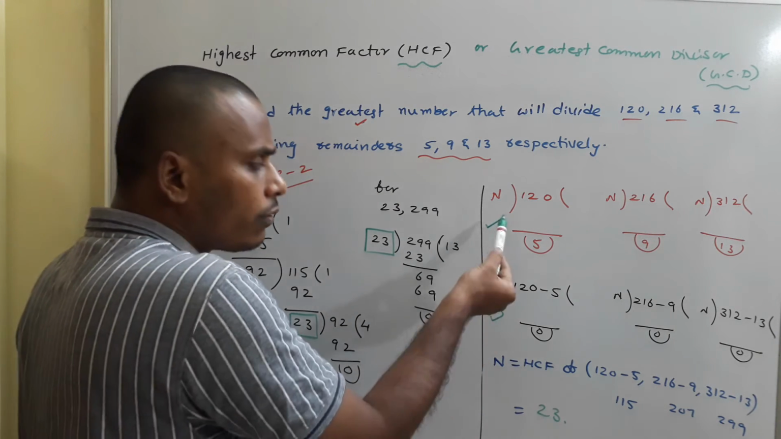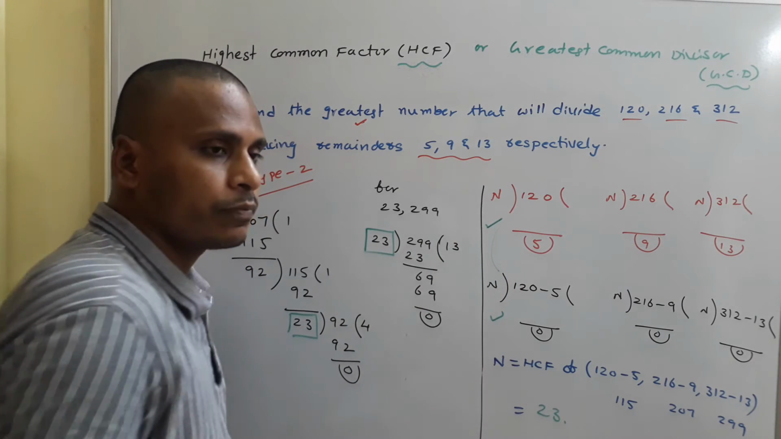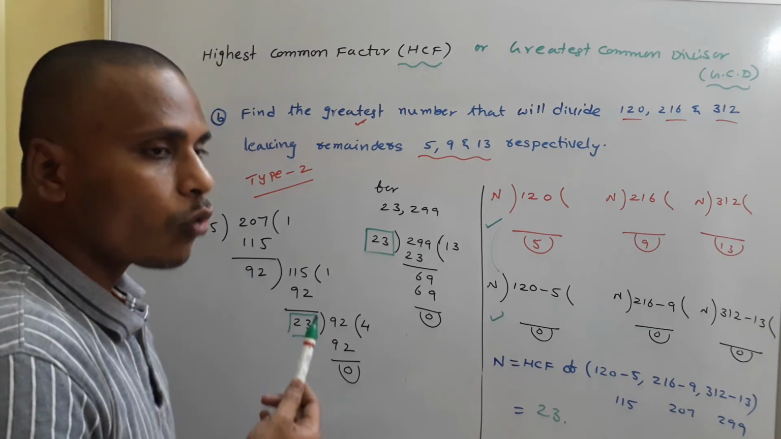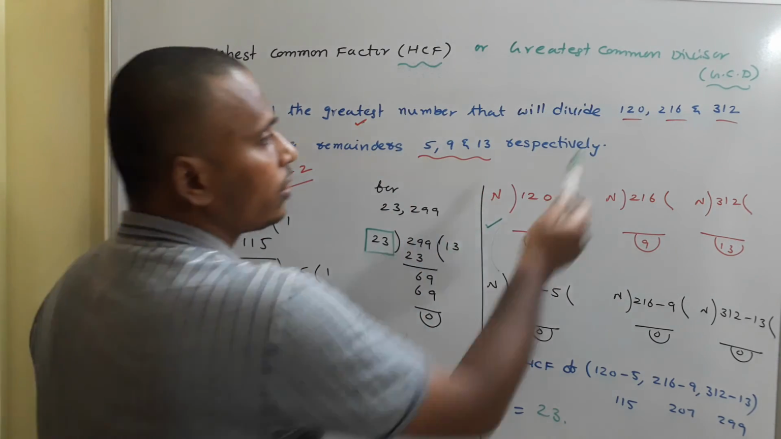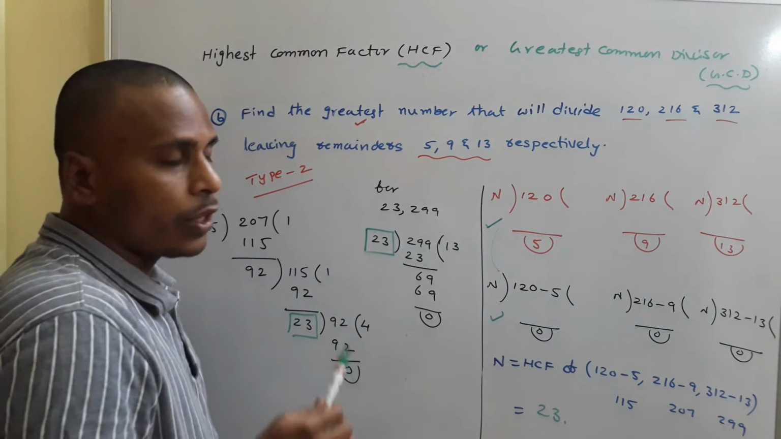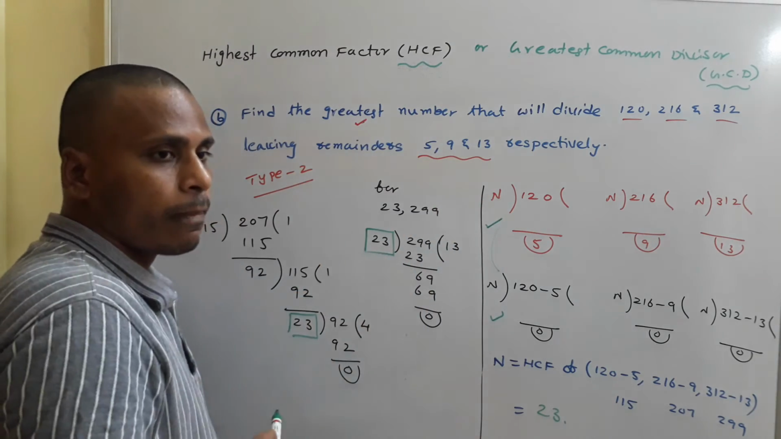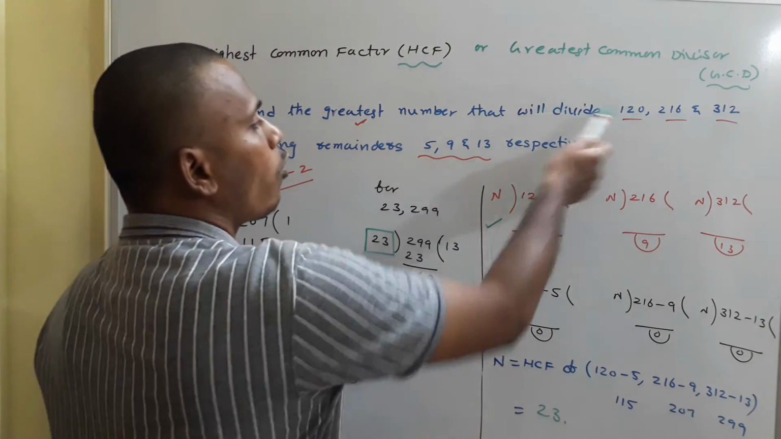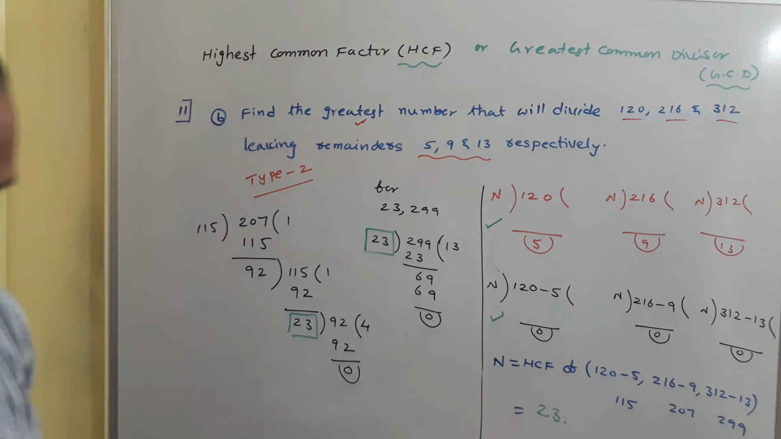To solve each and every problem, there is no need to mention these two steps. Directly, you write your answer as the HCF of the difference of 120 and 5, the difference of 216 and 9, and 312 and 13. You need to memorize this. If the question is like this, then your answer is the HCF of the differences of the corresponding dividends and remainders. Have a look.